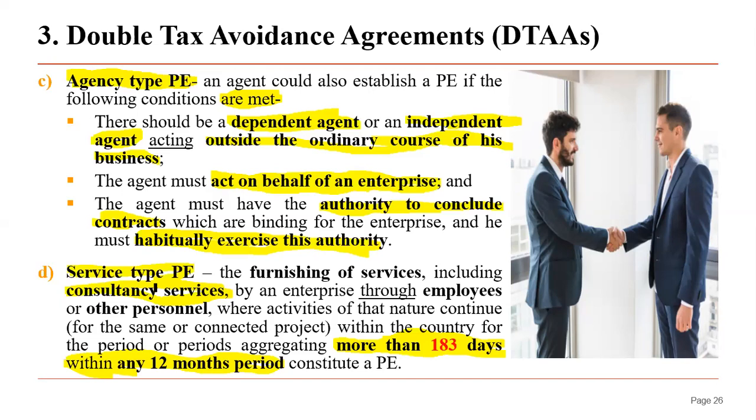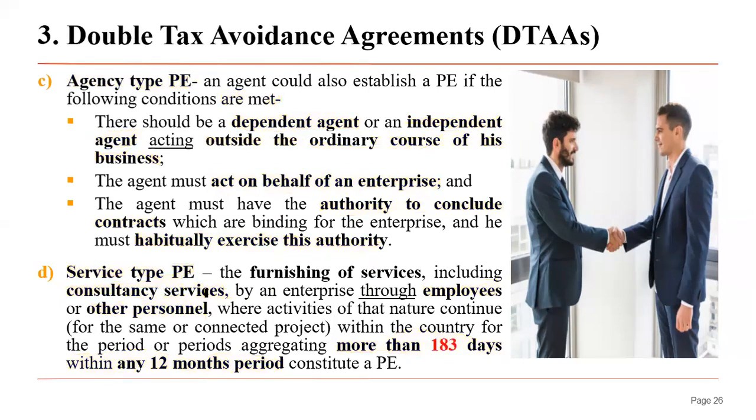So in order to complete the work successfully, they will provide their consultancy. If that firm exceeds 180 days, then we can determine there is a PE, a service PE, right? They may use employees of that country, that company, or other independent service providers also. This is the service type PE.